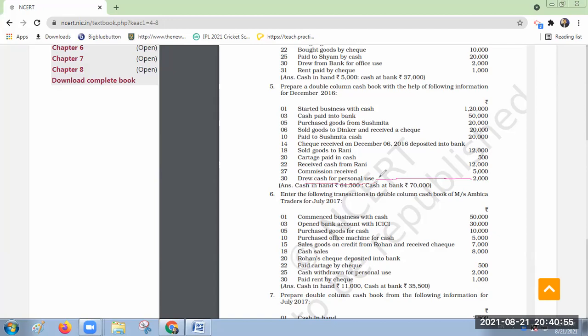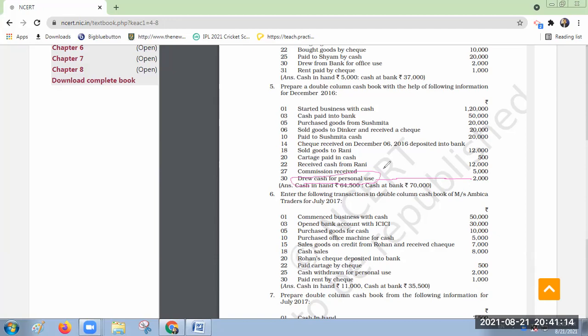Drew cash for personal use. It is not for office use. I did not mention it, no. For personal use, it is not a contra entry. Business is different from the individual. What is that concept? Yes, sir. What is that concept?